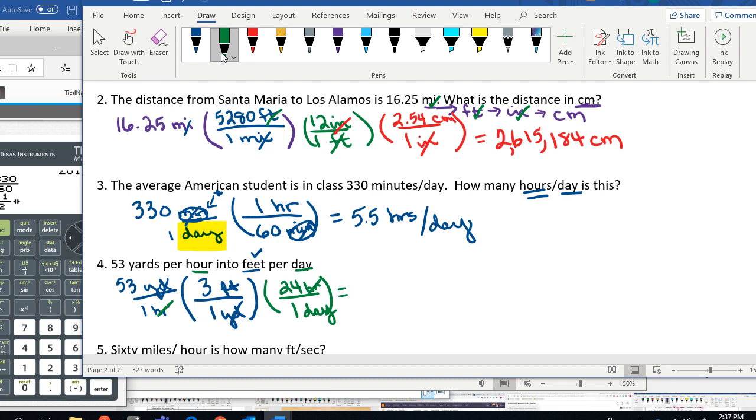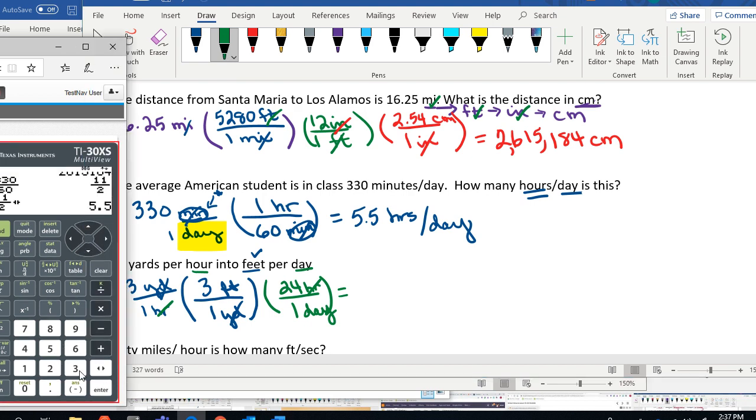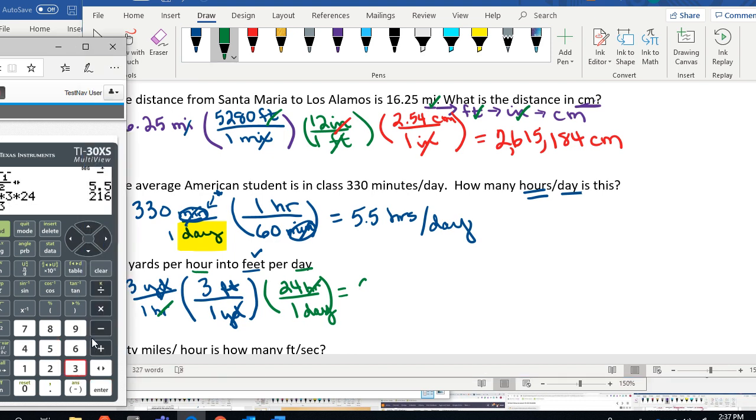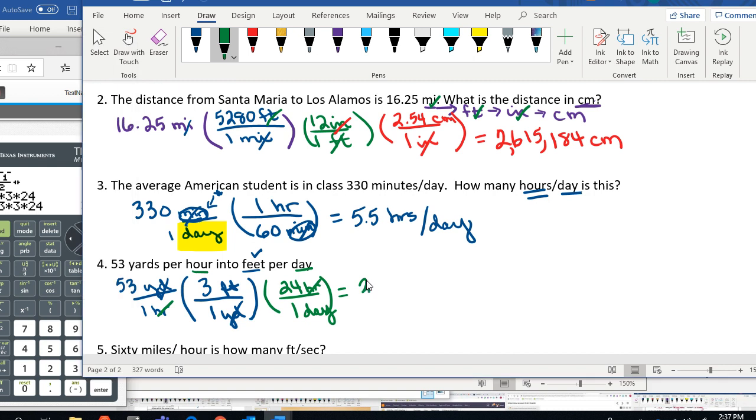Notice here again, all of my numbers were on the top. So all I have to do is take 3 times 24. I think I've got it all. 216. Oh, it was 53. Wouldn't you know it? Let's go back and fix that. 53 times 3 times 24. 3,816. 3,816. And this is feet per day.